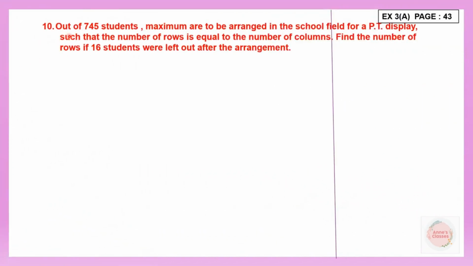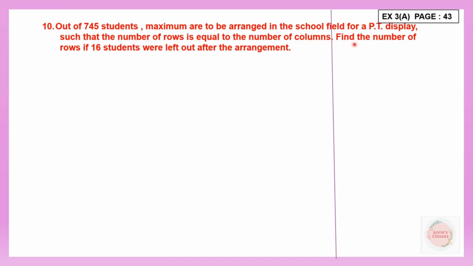Question 10. Out of 745 students, maximum are to be arranged in the school field for a PT display, such that the number of rows is equal to the number of columns. Now children, whenever you see questions like this where you have two things equal, see here number of rows is equal to the number of columns, then you must understand it is a square root sum. Okay, so here they are saying there are so many students and the maximum students should be arranged in such a way that the rows and columns are equal in number.